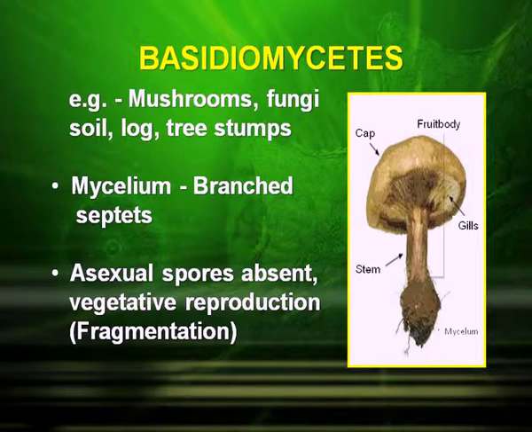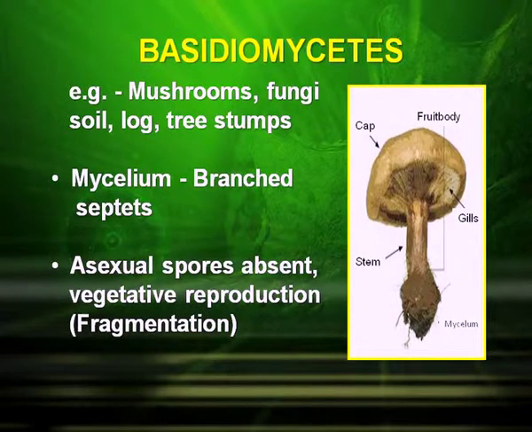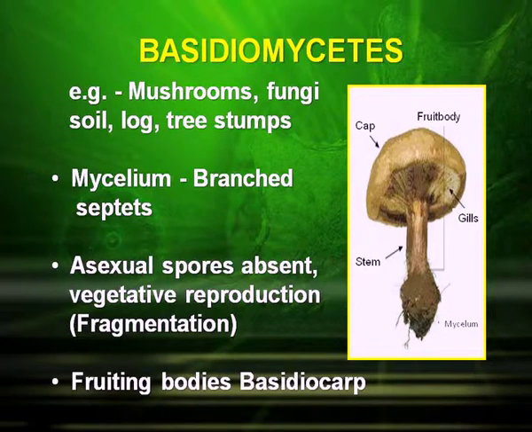Basidiomycetes. Example, mushroom fungi. They are found in soil, logs and tree stumps. Mycelium is branched and septate. Asexual spores are absent. Vegetative reproduction takes place by fragmentation. The fruiting body formed is known as basidiocarp.